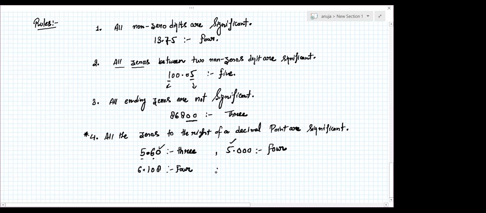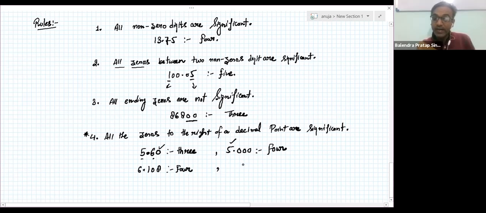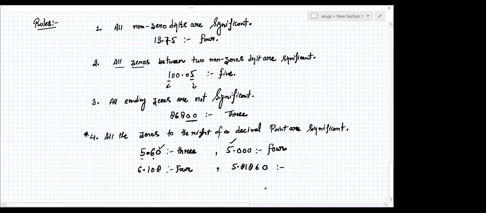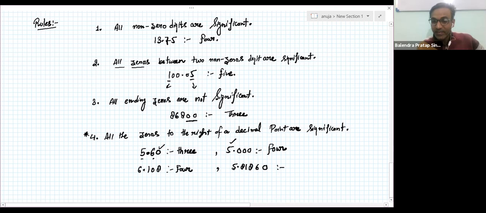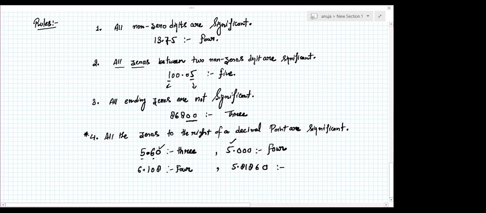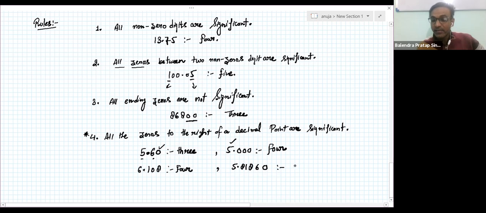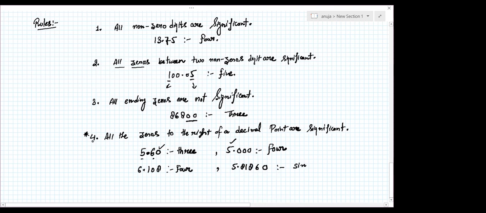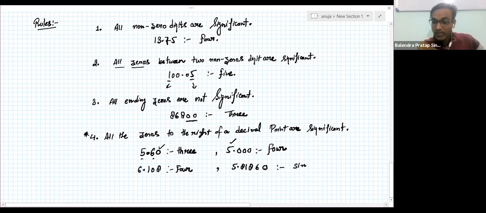But if it's all about ending zero, if zero comes at the end point, suppose 5.8186 and then 0, how many significant figures here? 1, 2, 3, 4, 5, 6. There are 6 significant figures. Now, as I say, rule number 4 says that you have to consider every zero from the right hand side of a decimal point.